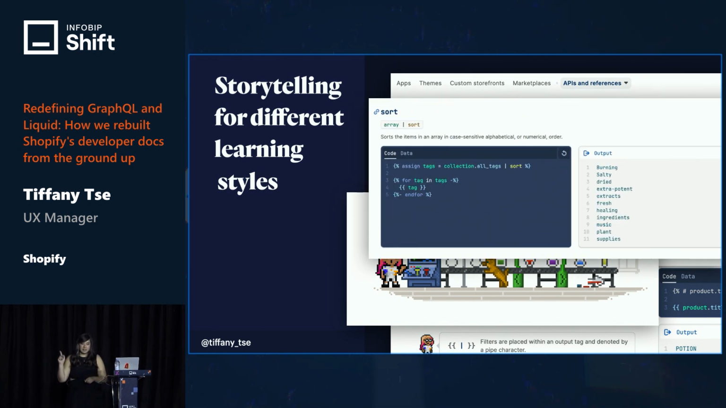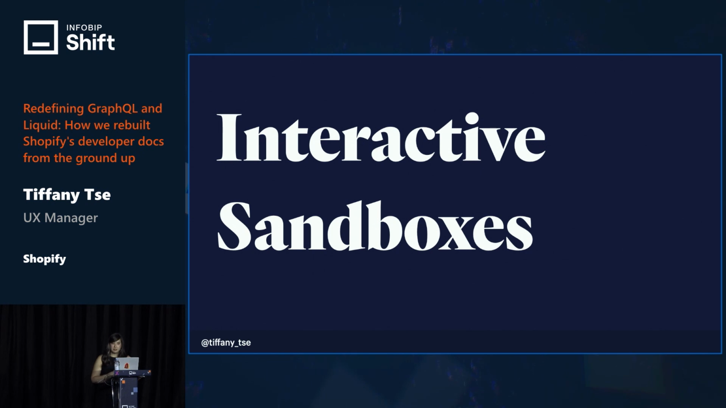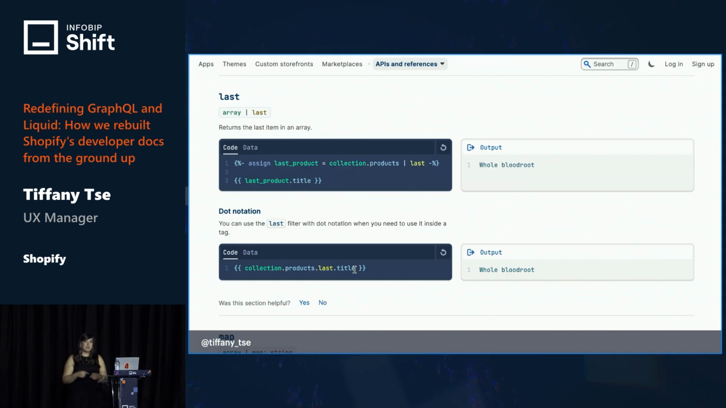And so you can see here, like in this assign code block, all of the output, when you go to the different types of data, are things that might actually line up with that narrative. We also built interactive sandboxes, which was not an easy thing to do. So developers could actually play in the docs themselves. And these interactive sandboxes actually query a store and pull back information.